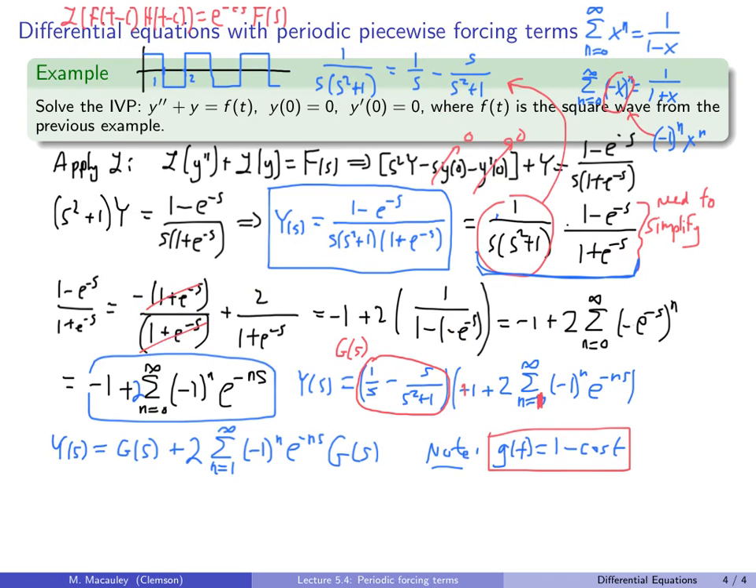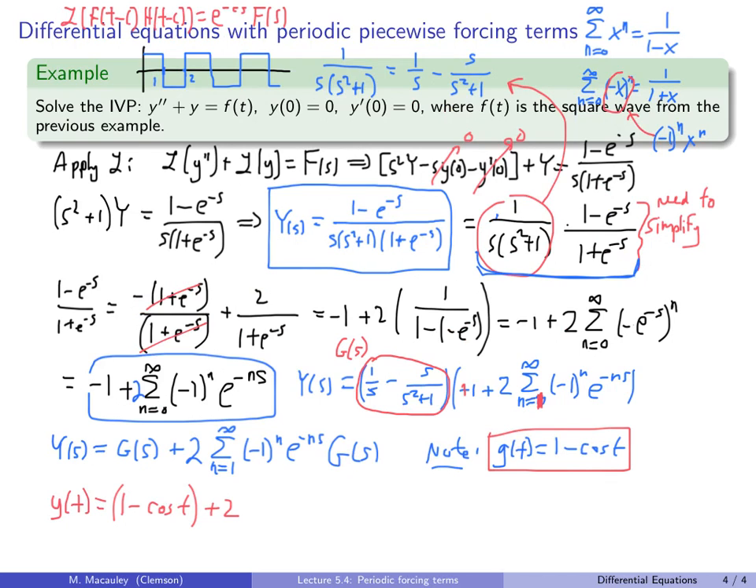So if this is the Laplace transform of this solution, so the solution is y of t equals the inverse Laplace transform of this. We just did that as 1 minus cosine of t. And then it's 2 times the inverse Laplace transform of this thing.